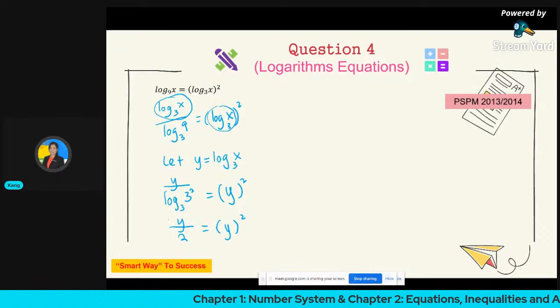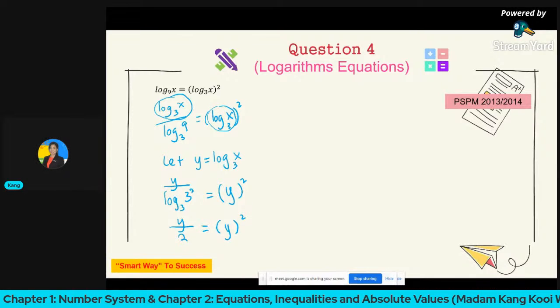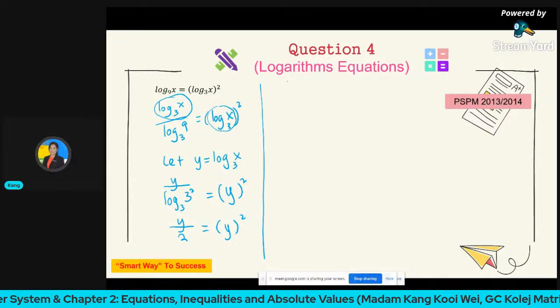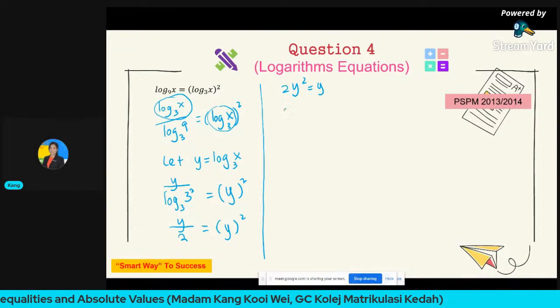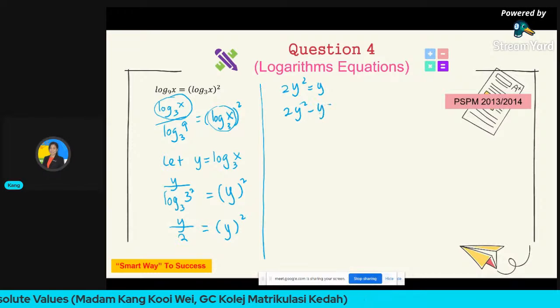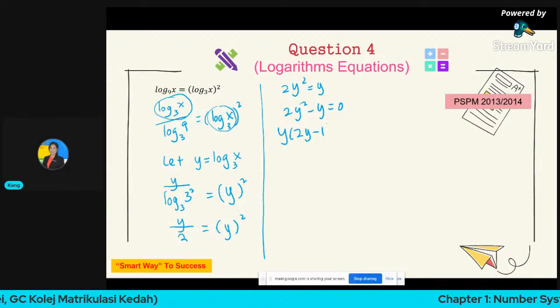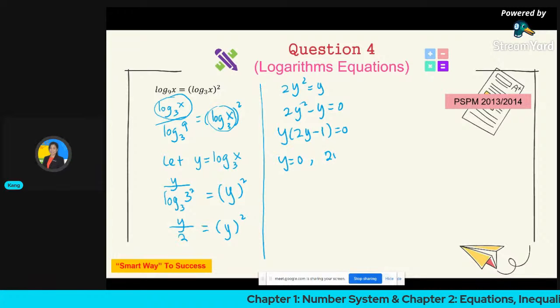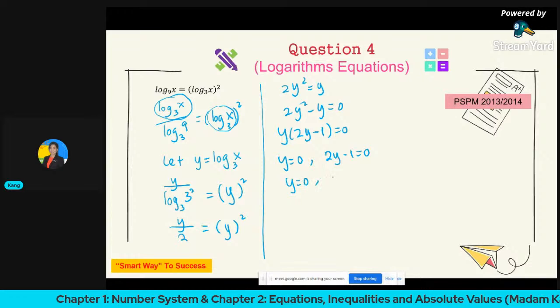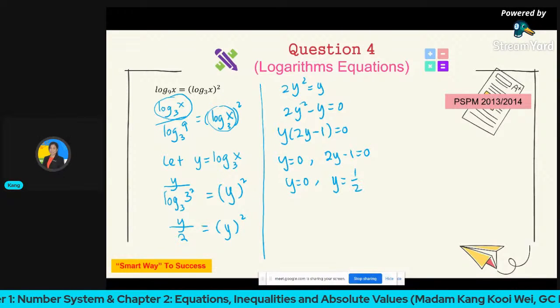Now the equation becomes a quadratic equation without the log. We solve it using the quadratic method. 2y squared equals y, so 2y squared minus y equals 0. Factorize y: y(2y minus 1) equals 0. So y equals 0, and the other one is 2y minus 1 equals 0, so y equals 1 over 2.